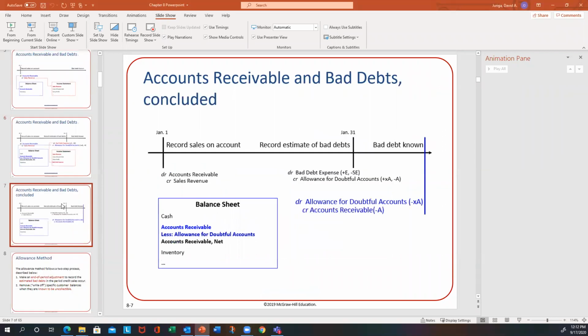To make sure that you're following GAAP. So again, on this slide, they're just showing you that on the balance sheet, you would have accounts receivable, the gross amount, minus that allowance, which includes your estimated receivables that are going to go bad. And then the difference is what they call your net accounts receivable.